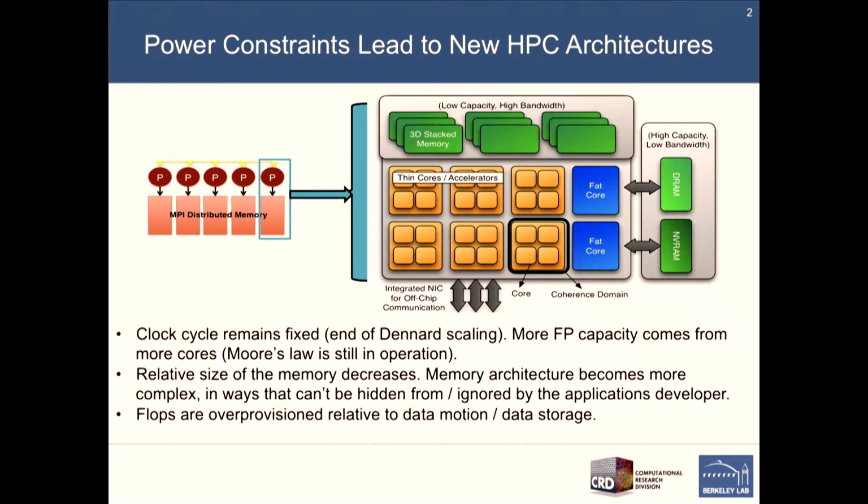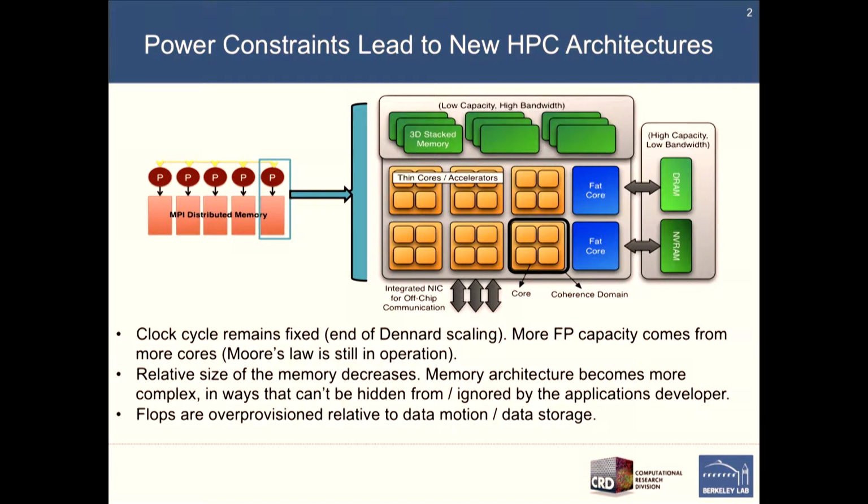You've got thin cores and accelerators, just a little red circle here. You've got multiple thin cores, you've got accelerators, you've got different kinds of memory, DRAM, non-volatile RAM, 3D stacked memory, lower capacity, higher bandwidth, and then the usual communication going off chip.